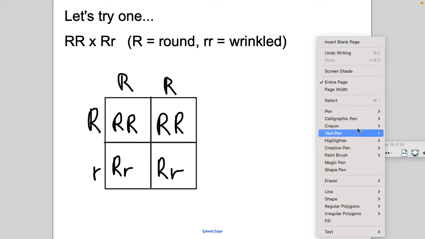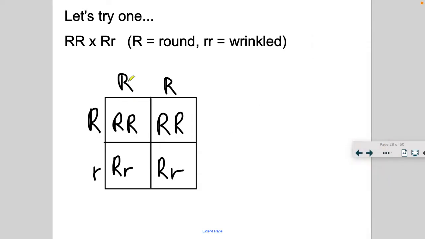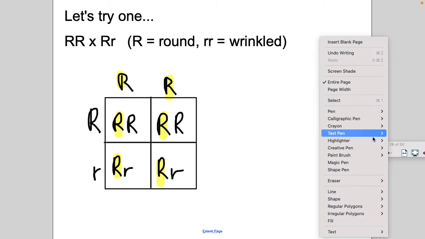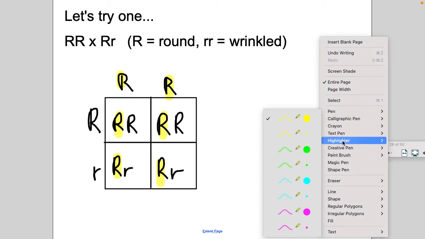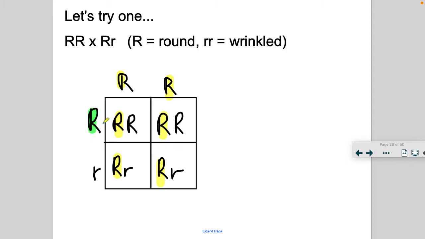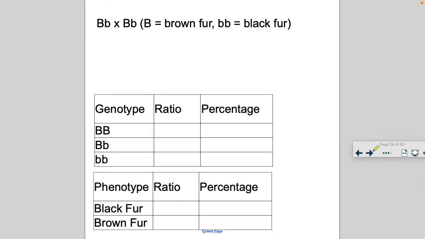So I'm going to go ahead and highlight my letters here. So like this big R is for that big R, and this big R. And you know what? I'm just going to highlight one color for one parent just to show you that each is made up of half. We'll use green. So that's where that big R came from. That's where that big R came from. Here's the little r. Here's the little r. So you can see each offspring is made up of 1/2 of each parent.